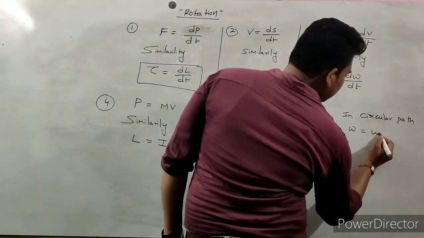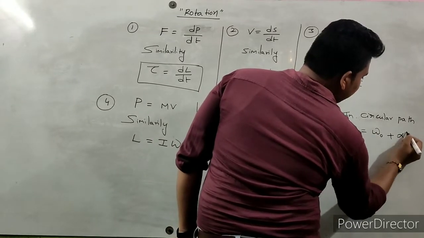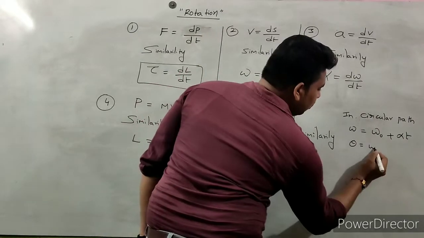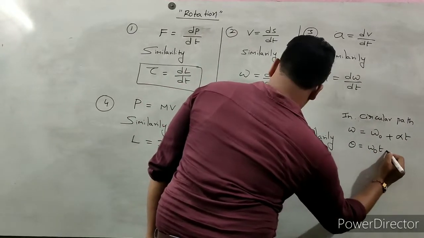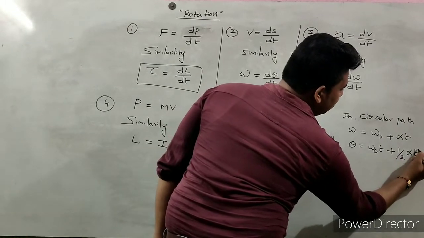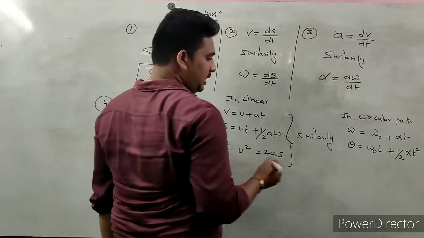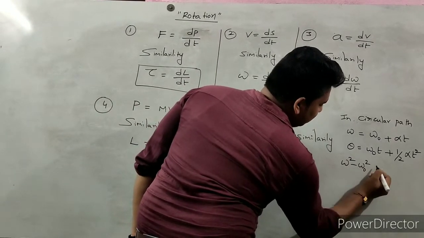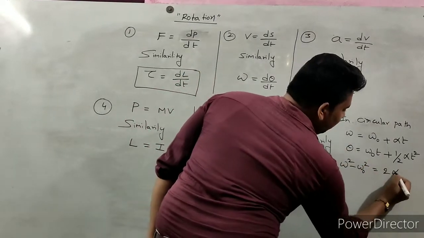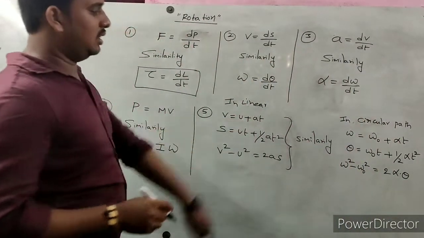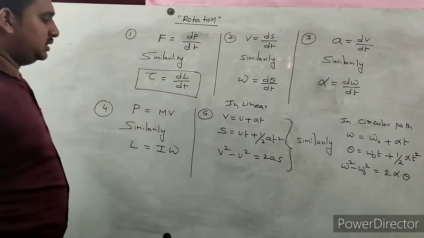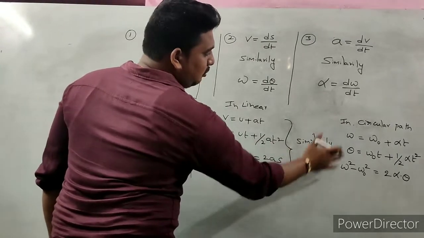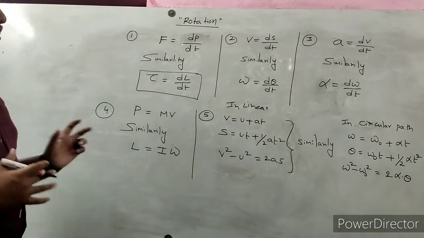Omega is equal to omega naught plus alpha into t. S means theta. Theta is equal to omega naught into t plus half into alpha into t square. Next, V square means omega square minus omega naught square is equal to 2 alpha into theta. So these are the equations of motion in circular path, and these are the equations of motion in linear path. So these are some formulas.